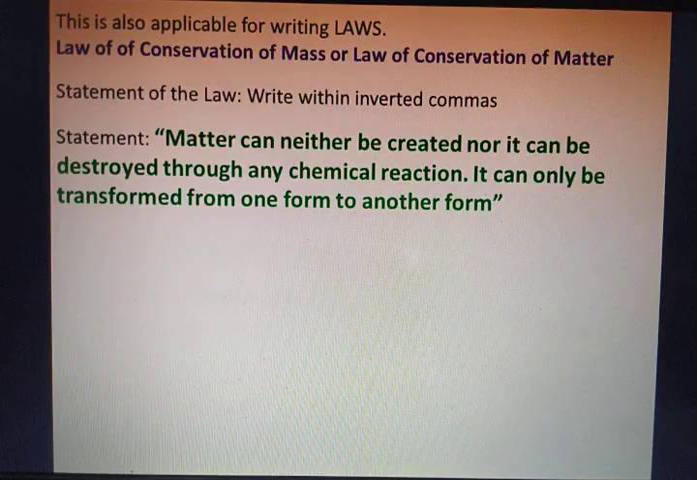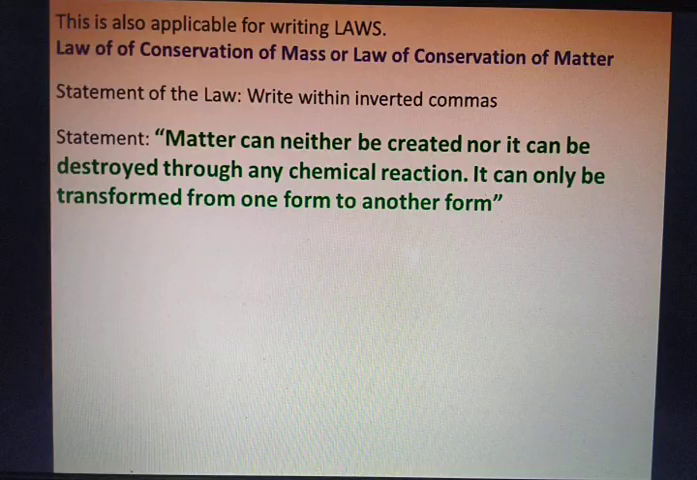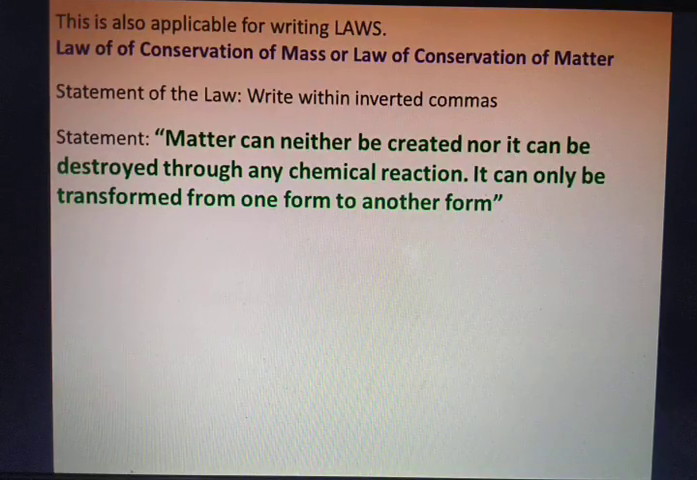The same thing if I'm writing in terms of mass. Both are the same basically, matter or mass. The law of conservation of mass states, just replace this word matter by mass, that mass can neither be created nor destroyed through any chemical reaction. It can only be transformed from one form to another form. Alright? So you just have to replace the word matter by the word mass. The rest remains the same. Along with this, as I said, an example. That's very important.